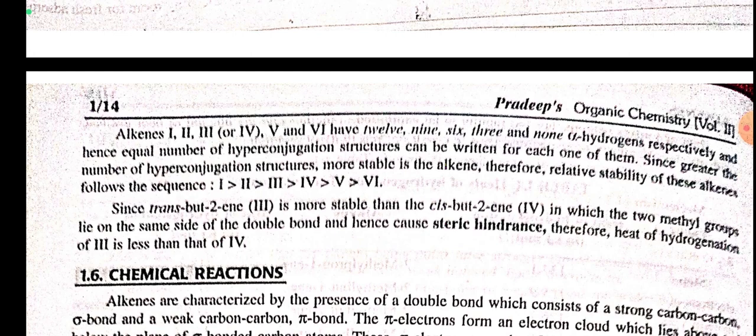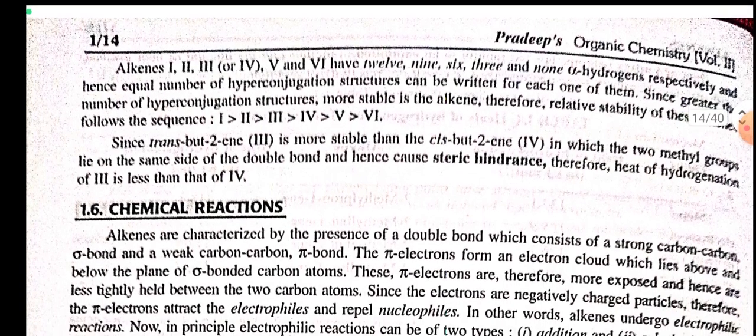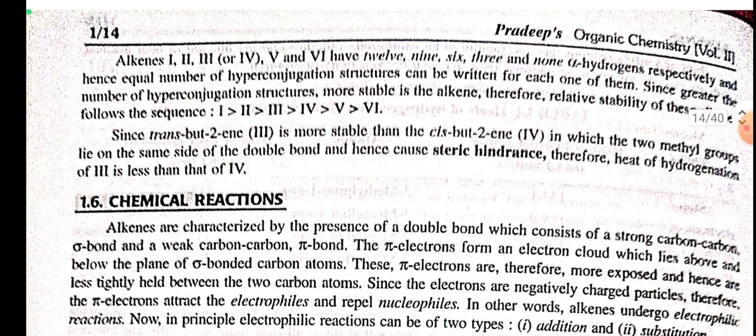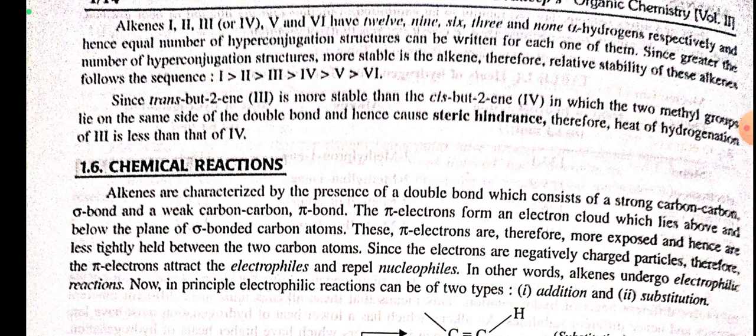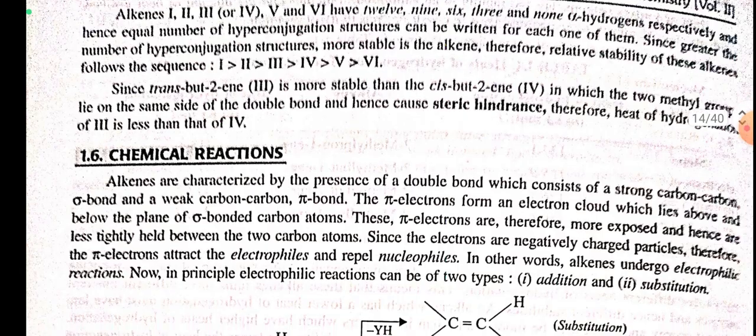Alkenes 1, 2, 3, 4, 5 have 12, 9, 6, 3 and no alpha hydrogens respectively, hence different numbers of hyperconjugating structures can be written, since the greater the number of hyperconjugating structures, the more stable is the alkene. Chemical reactions.